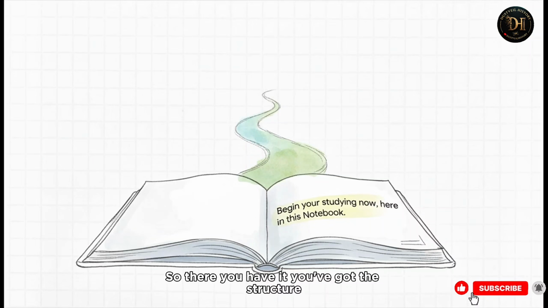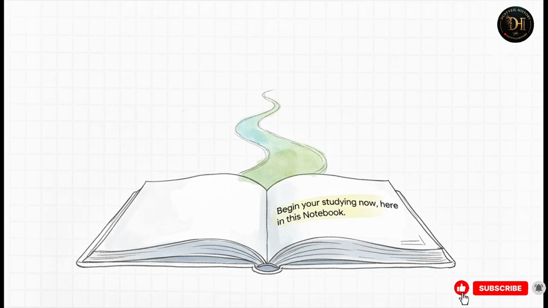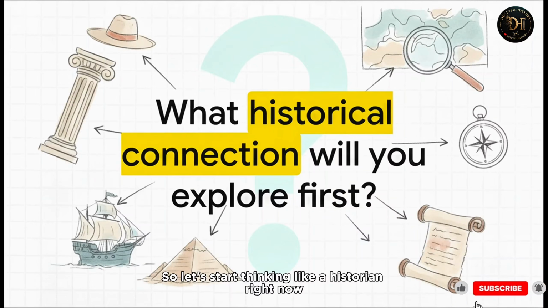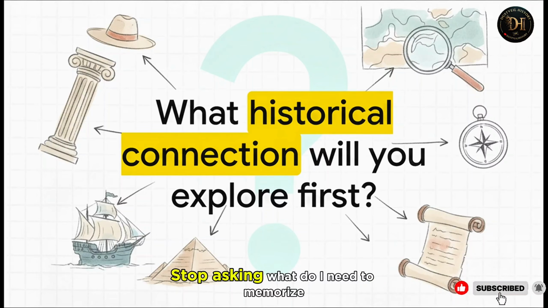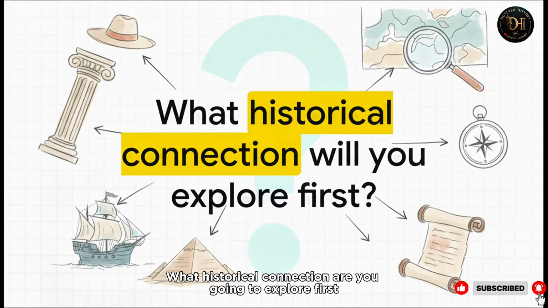So there you have it. You've got the structure, you've got the strategy, and you've got the tools right here in front of you. The only thing left to do is to dive in and get started. So let's start thinking like a historian right now. Stop asking, what do I need to memorize? And start asking better questions. What historical connection are you going to explore first?